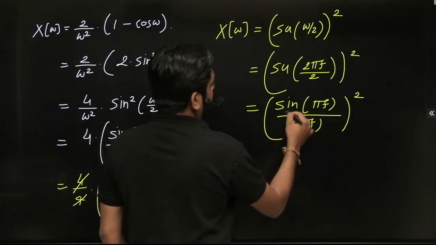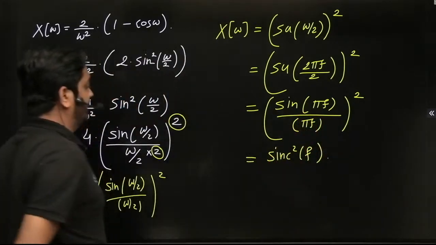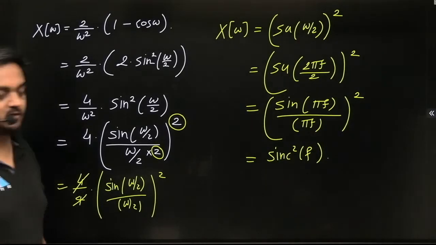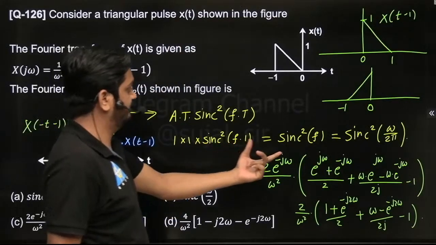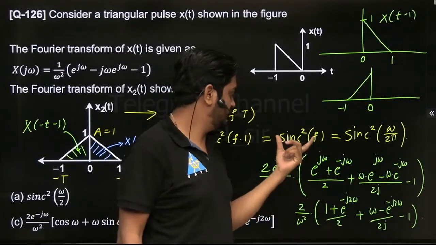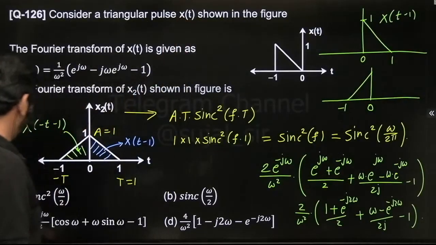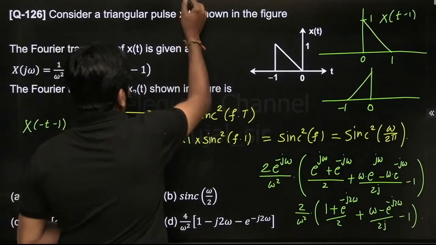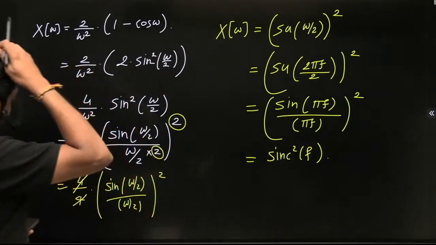So this is nothing but what? Sinc, as I told you, sinc square f. Are you getting it? Sinc square f, yes or no? Again we got the same answer, sinc square f. So this one and this one are right. That means there is a mistake in the question. I think there is some mistake in the question here. It should be omega by 2 pi, correct? So here this is the right answer. Sinc square f is correct, as well as our answer 1 by omega square into (2 minus 2 cos omega) is also a correct answer. Fine.